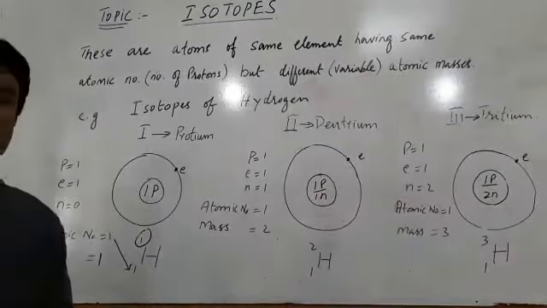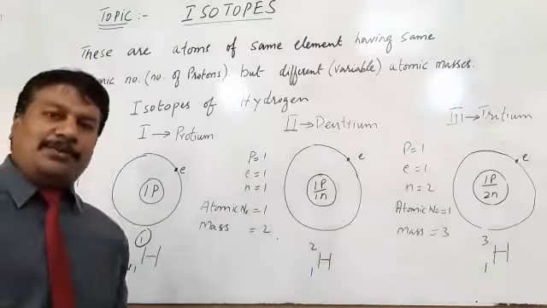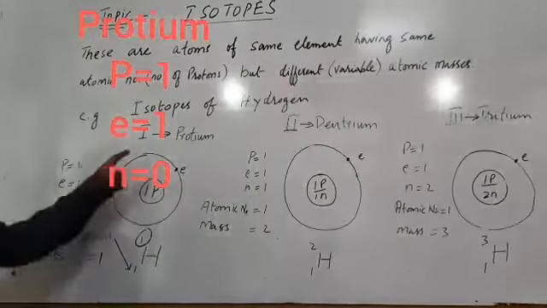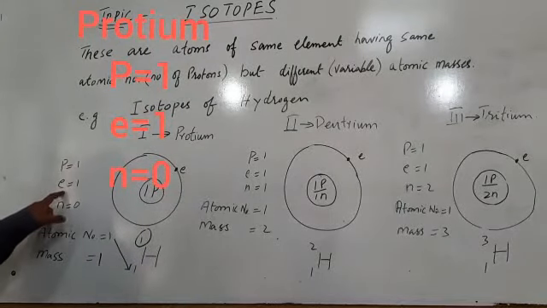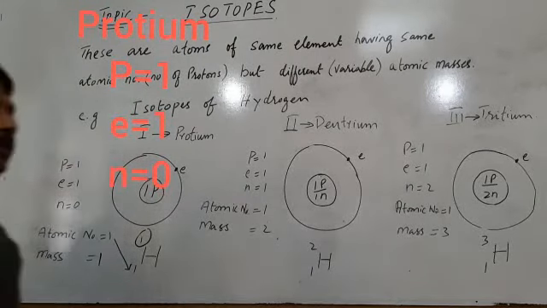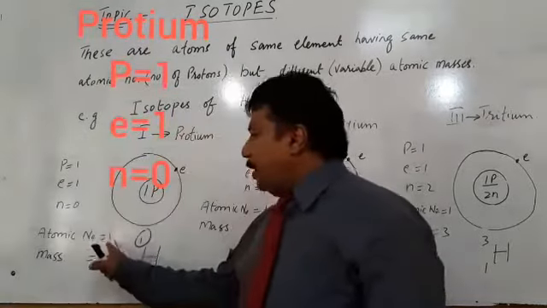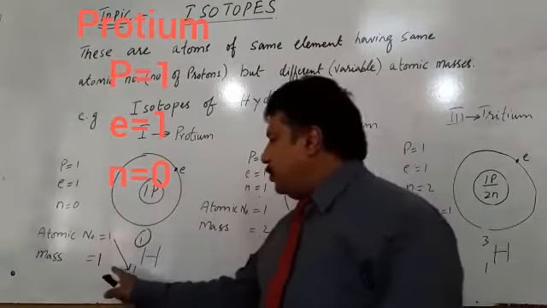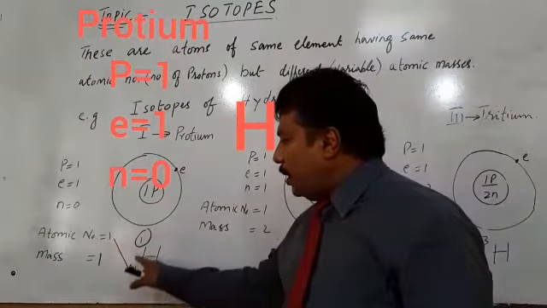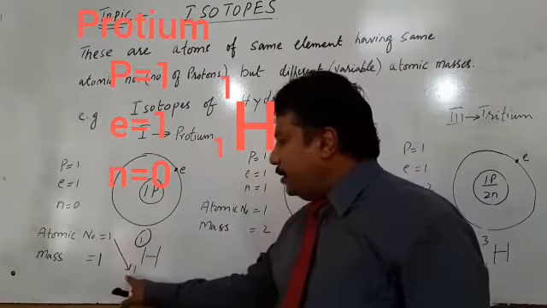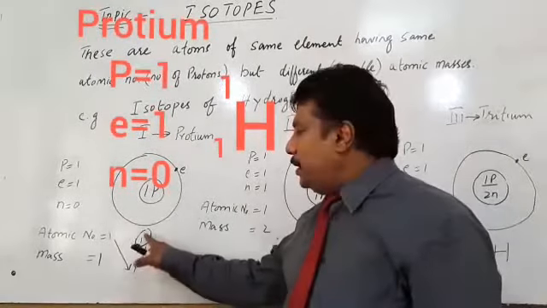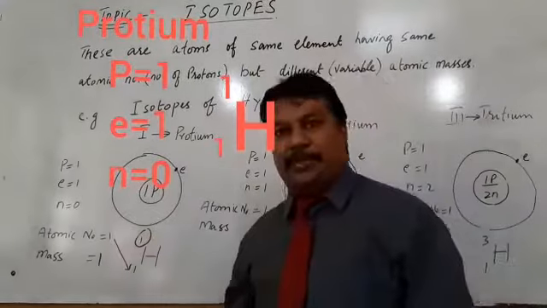So hydrogen has three isotopes. The first isotope is called protium. Protium has one proton, one electron, and neutron is 0. Therefore, its atomic number is 1 and mass number is also 1. So we can write it like this: H 1, 1. In the subscript we write the atomic number, and in the superscript we write the mass number.